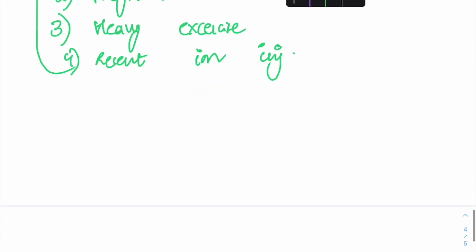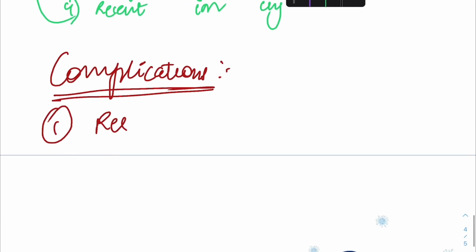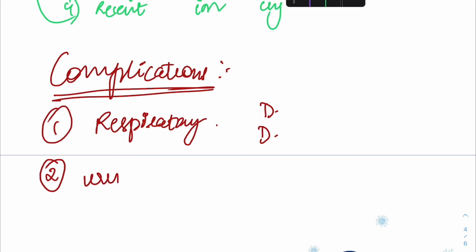Lastly, we come to the complications of this virus. What are the complications? First of all, you can have some respiratory complications, meaning you can have some obstructive complications. As I just told you, you can have difficulty in breathing, difficulty in swallowing, and shortness of breath. So those are your respiratory complications. Secondly, you can have urinary complication, that is, there will be urinary retention.